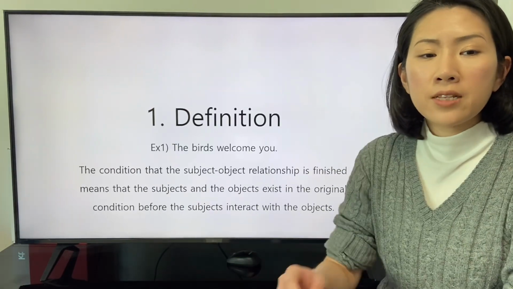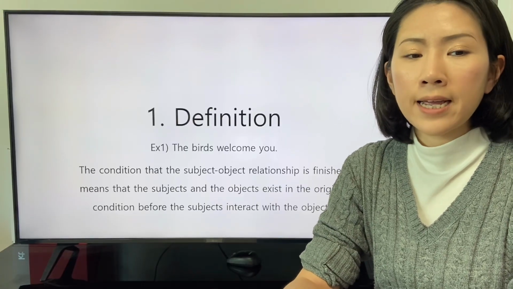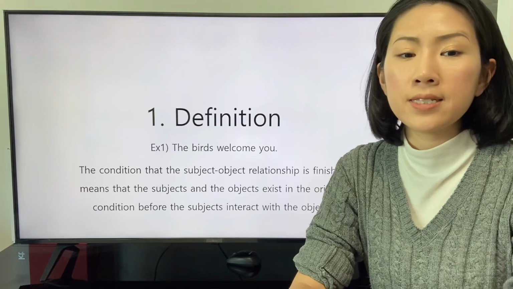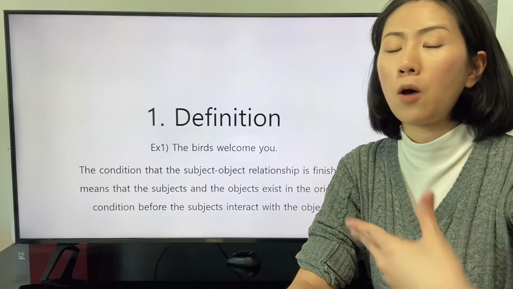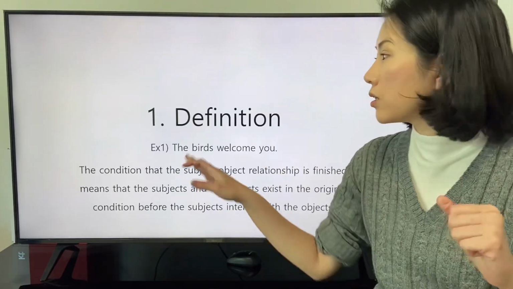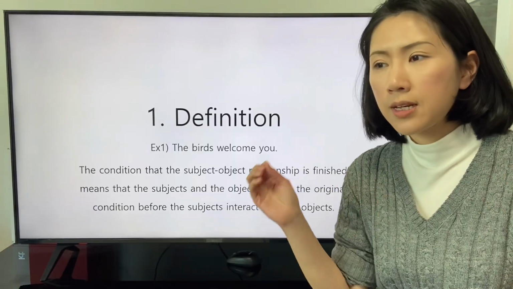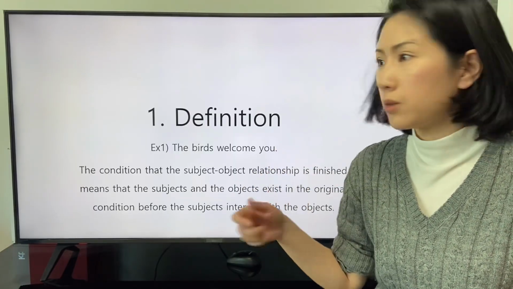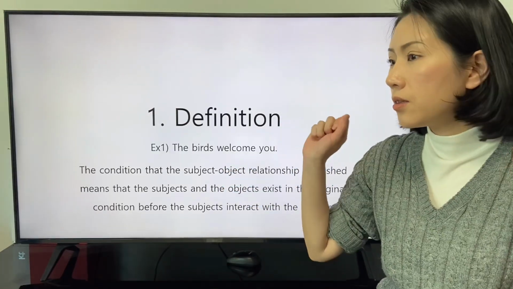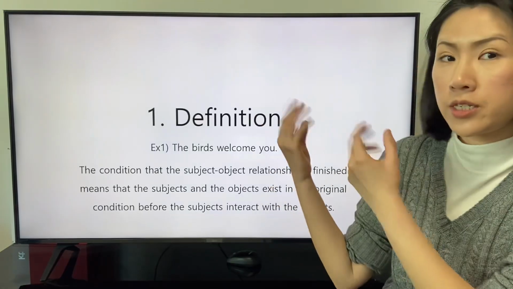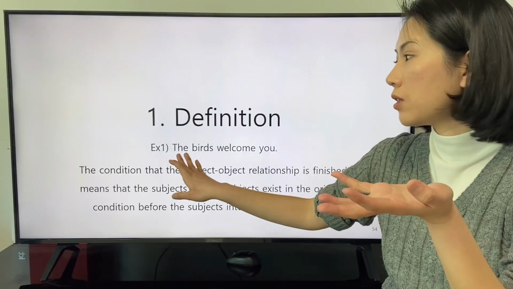The condition that the subject-object relationship is finished means that the subject and the object exist in the original condition before the subject interacts with the object. The subject, the bird, starts the interaction indicated by the transitive verb welcome. Then the listeners get the interaction from the subject, the bird.